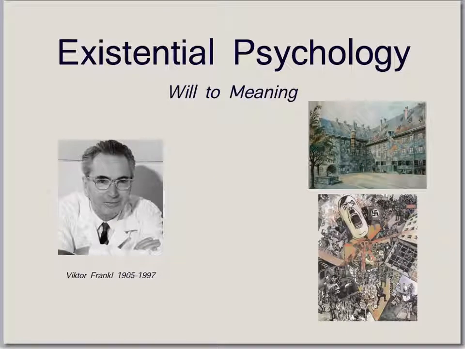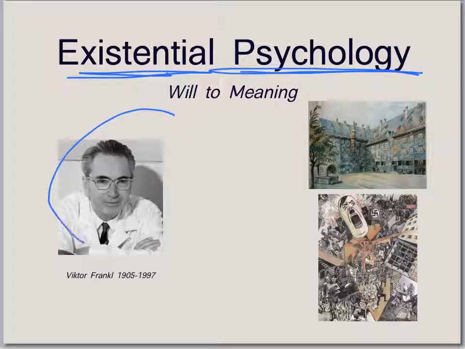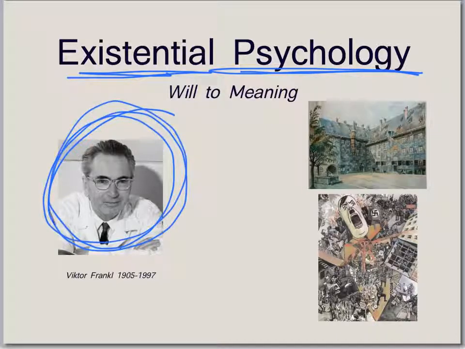Finally, we have existential philosophy. And existential philosophy is created by this gentleman, Viktor Frankl. Viktor Frankl, interestingly, as far as Hitler is concerned, and Viktor Frankl died not too long ago in 1997, but as far as Hitler is concerned, Viktor Frankl was a Holocaust survivor, a concentration camp survivor.